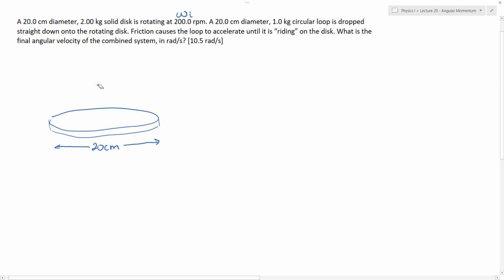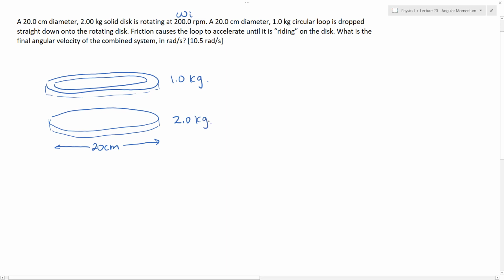Okay, so I have a 20 centimeter diameter, 1 kilogram circular loop, which is dropped straight down on the rotating disc. So I basically have a loop now. It's the same size, except it's just a loop. There's a space in the center, okay? But it still looks like it's in 3D, and it's dropped right on top of the solid disc. It's 1 kilogram, and the solid disc on the bottom is 2 kilograms.